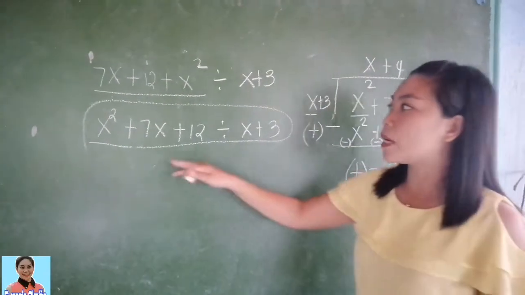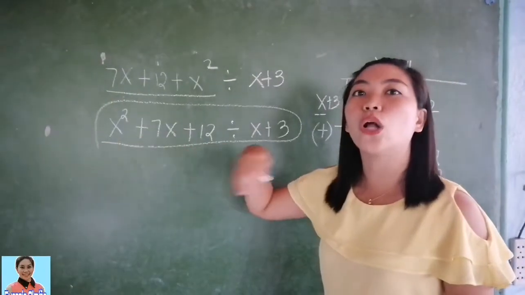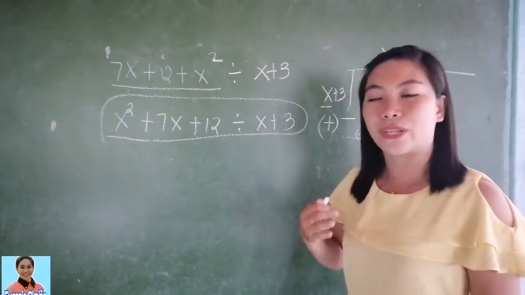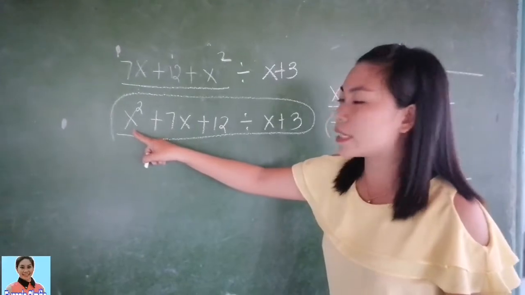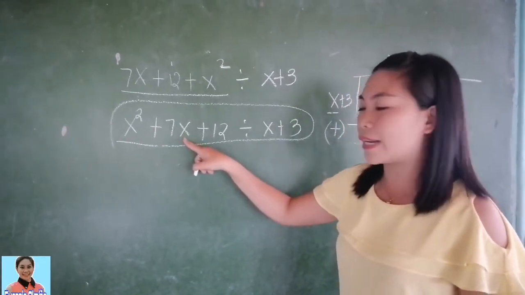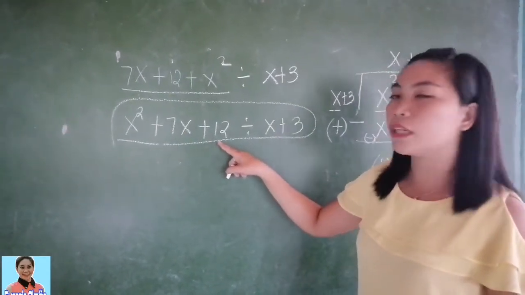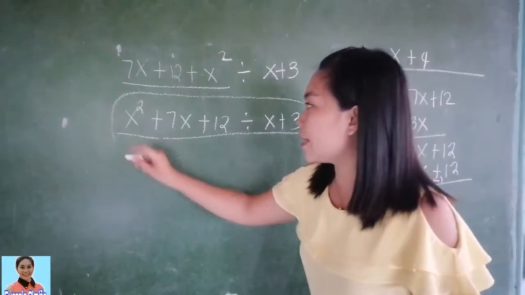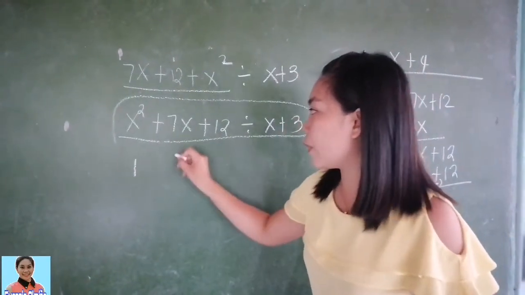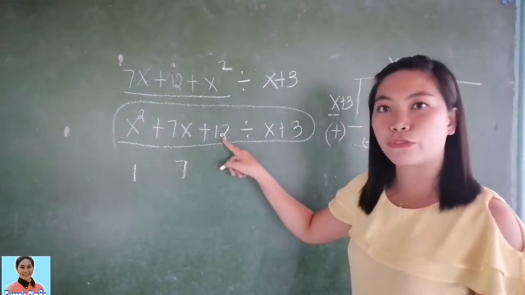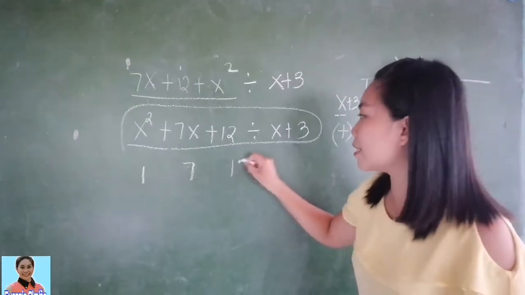So, what are the steps? We have to bring down all the numerical coefficients of the dividend. So, what is our dividend? X squared plus 7x plus 12. So, what are the numerical coefficients? So, this one is 1. Then, we have 7. Then, dito, we have to bring down the constant term, which is 12.